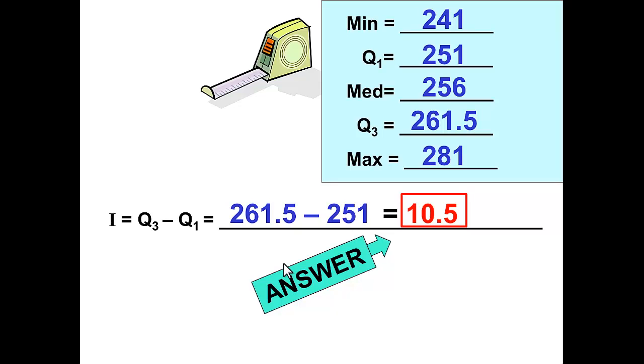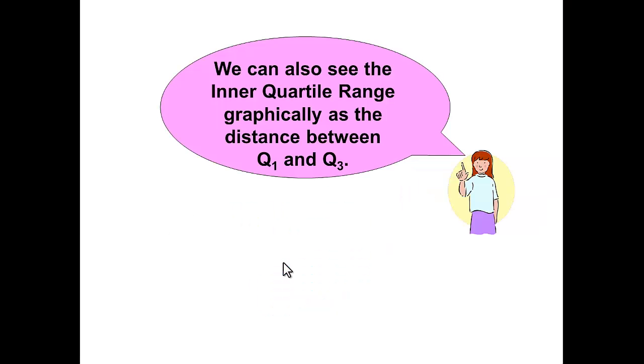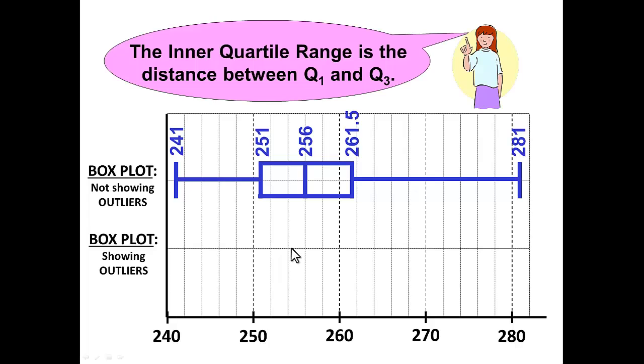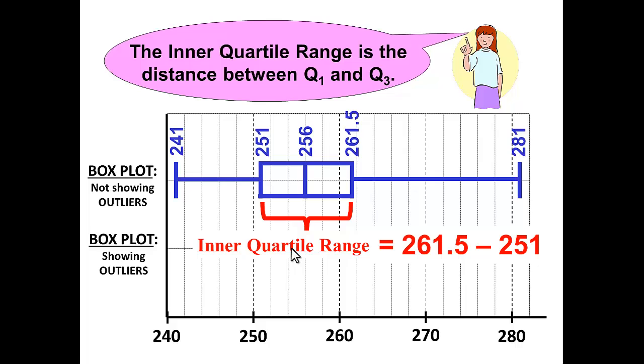Keep it simple. Asked and answered. We can also see the interquartile range graphically as the distance between Q1 and Q3. You find the distance by subtracting, and we could subtract that on the graph. Interquartile range equals 261.5 minus 251, 10.5.